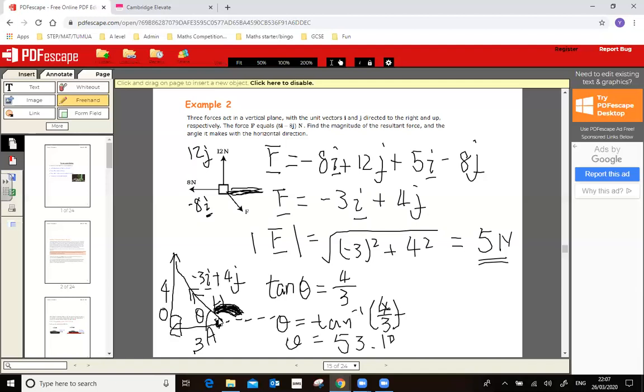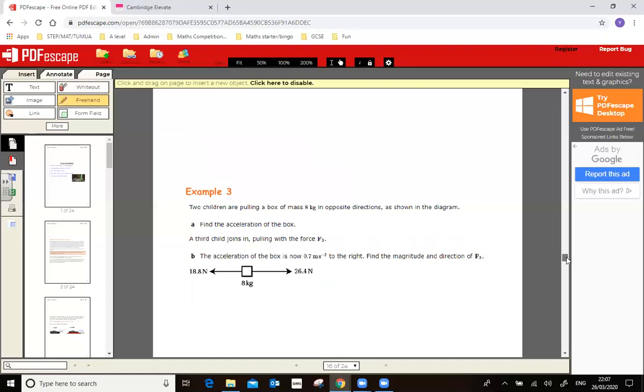So you can see this is a horizontal line. So this is a straight line, which means to work out this angle we just have to use 180 take away theta. Okay, so the angle we actually need would be 180 minus 53.1, and that would give us 126.9 degrees. And this is the angle we need. Okay, so this is the end of example 2. Right, let's look at another one.